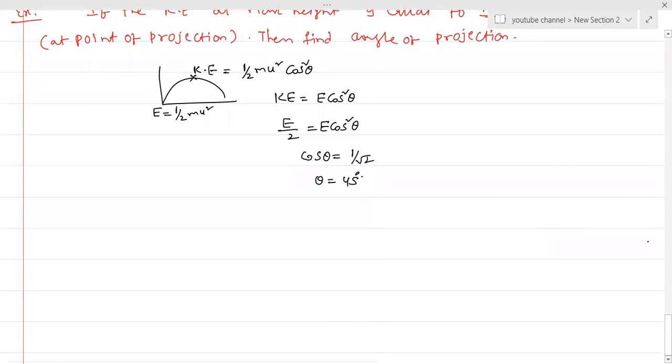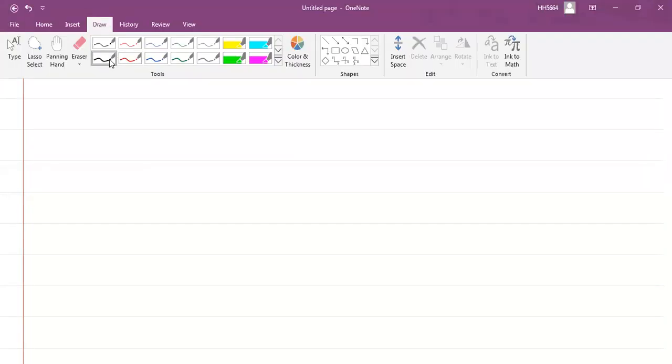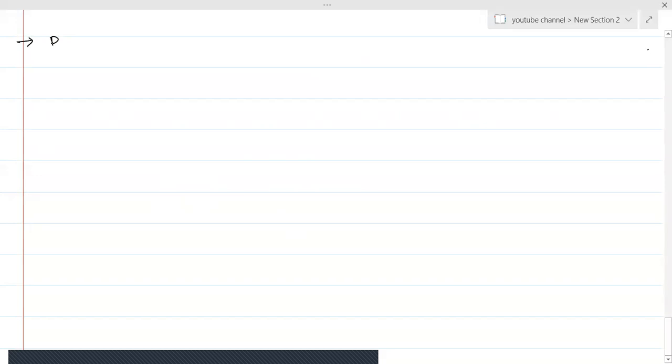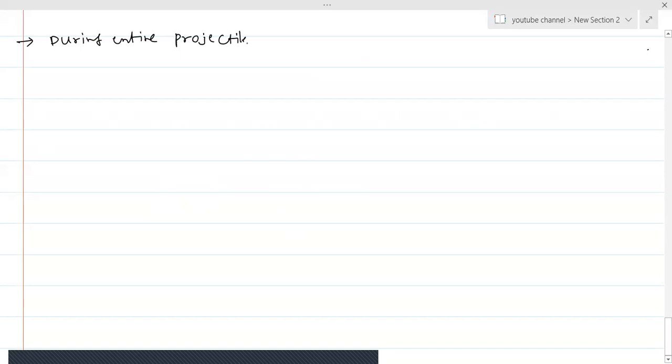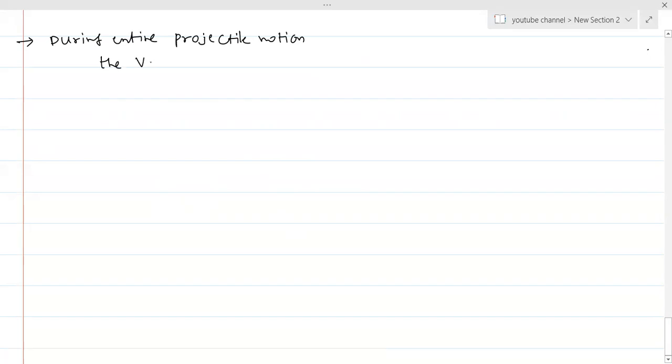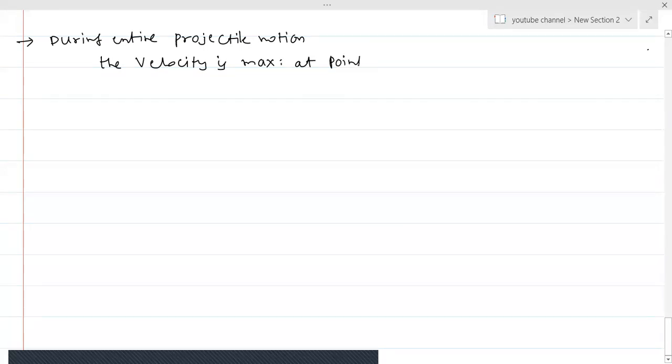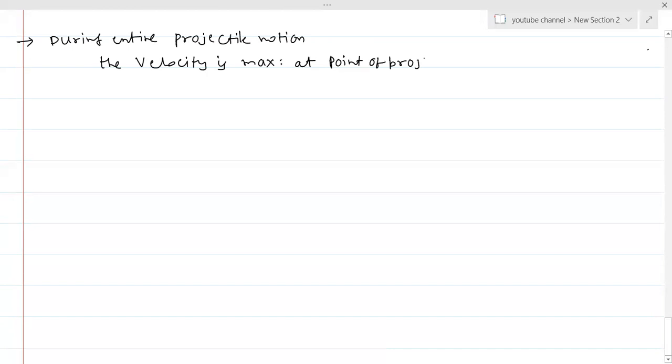So this is also one of the models here. And we will also learn one important point. During the entire projectile motion, the velocity is maximum at the point of projection. If you neglect air resistance, the velocity is also the same at the point of strike.